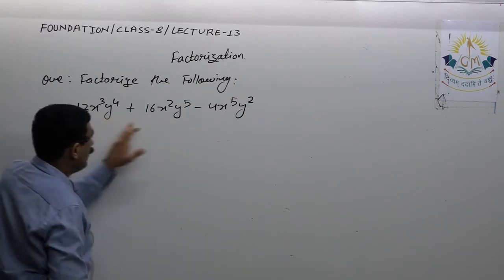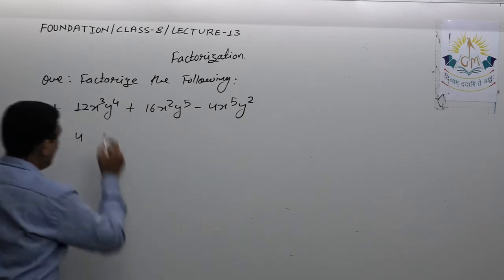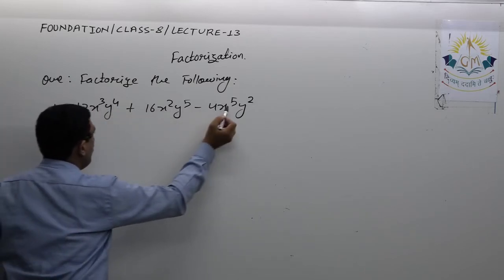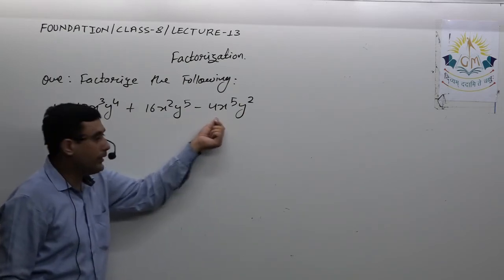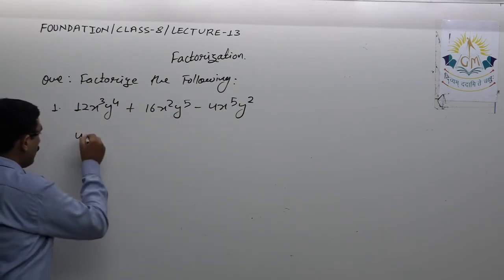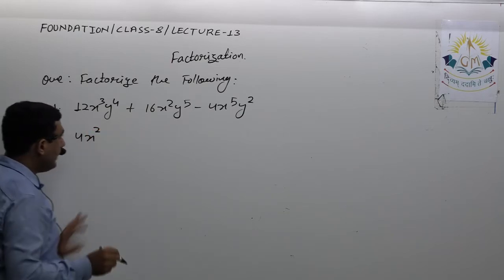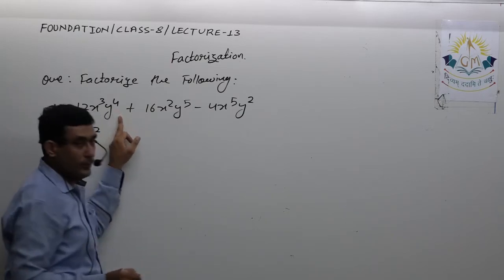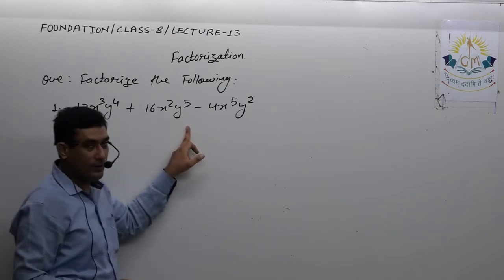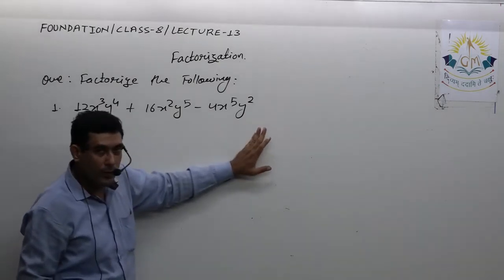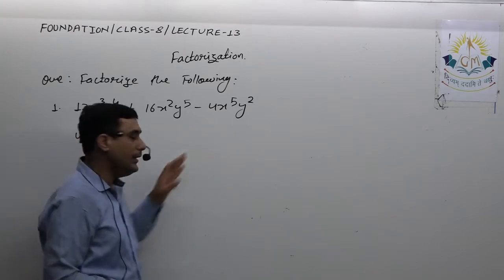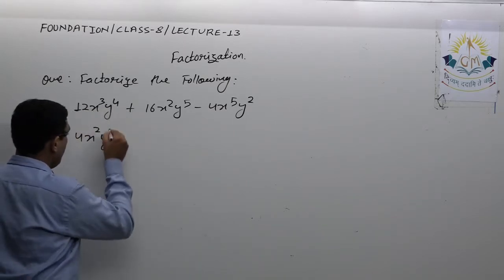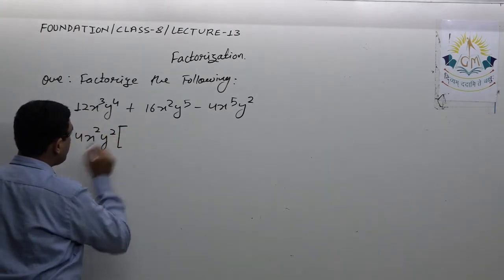Now we'll see about the variables. Here x raised to 3, x raised to 2, x raised to 5. So x raised to 2 is definitely present, so I can take x square common. Now here it is y raised to 4, that means 4 y's are there. Here 5 y's are there, and here 2 y's are there. That means 2 y's are there in each and every term, so I will take y square common.